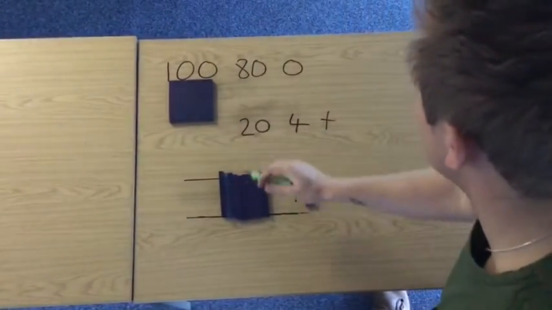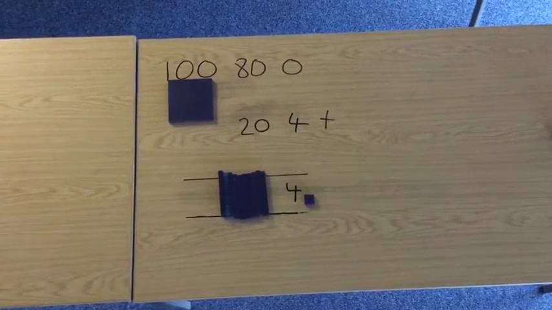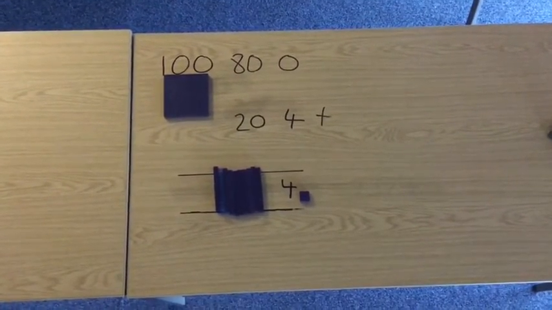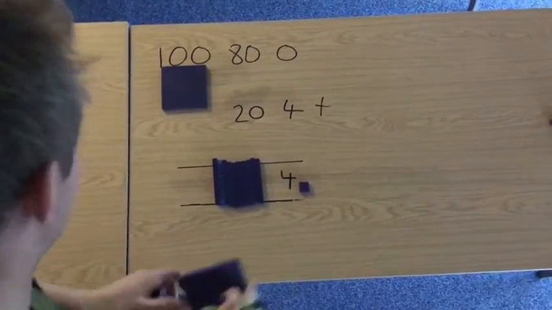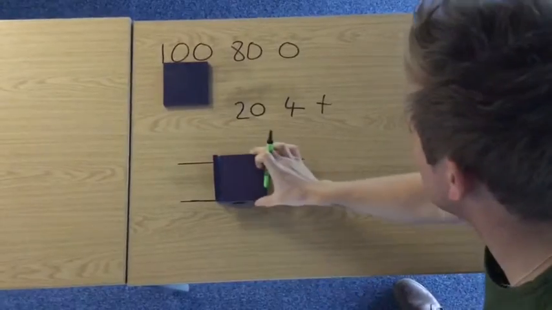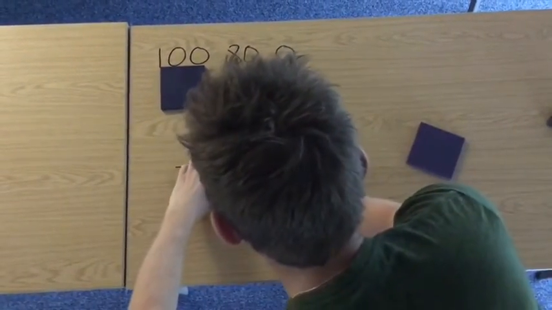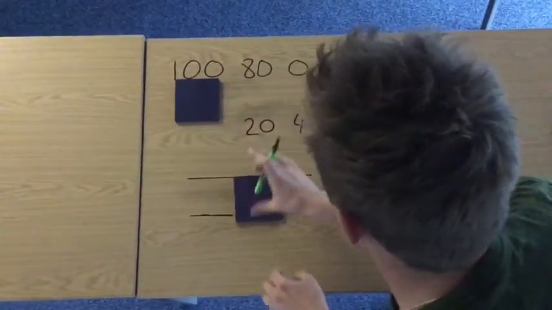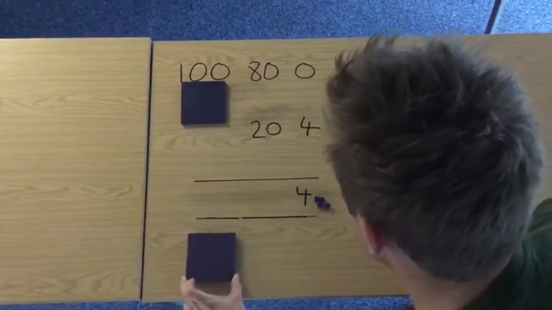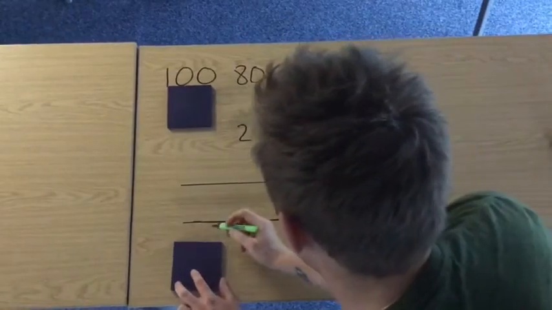And this can be exchanged for a 100 block, which is at the other side of the room. And this can be exchanged for 100, which would then go into the 100 column. So this will represent exchanging.